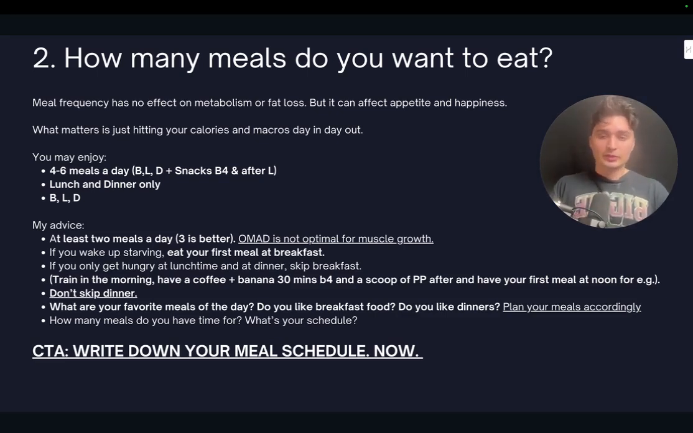And then you need to figure out, how many meals do you have time for? Are you at work all day? For example, I'm working a 9 to 5. I don't really have time to eat 4 to 6 meals a day. I'm probably, if I'm lucky, will get 3 meals a day, but at least 2, right? So what is your schedule? Now, call to action, write down what your schedule is. Write down how many meals you can realistically, honestly fit in a day. Right now, write that down.